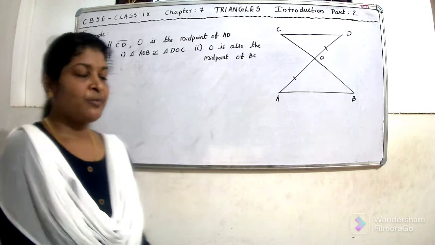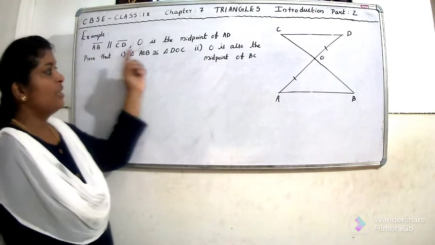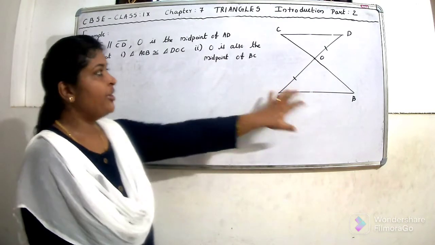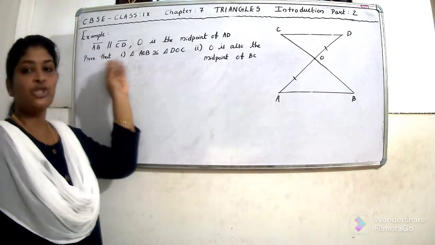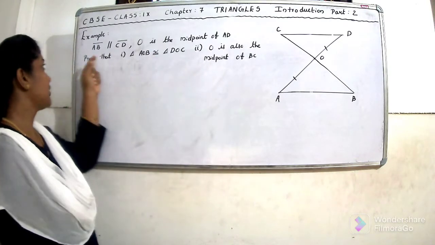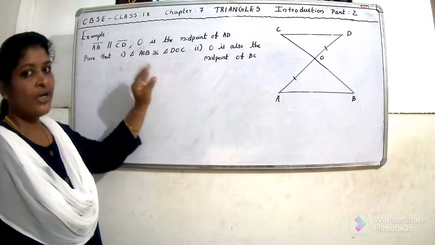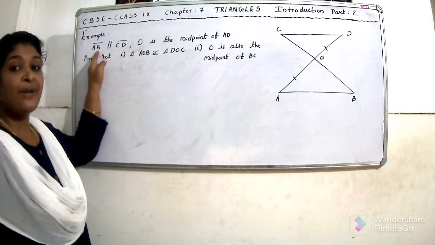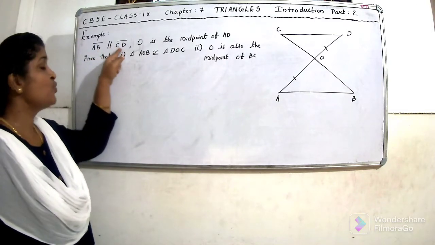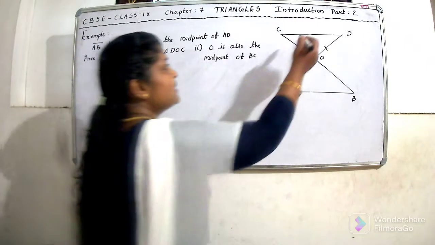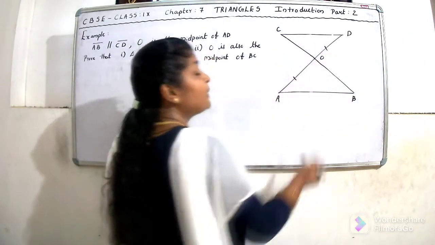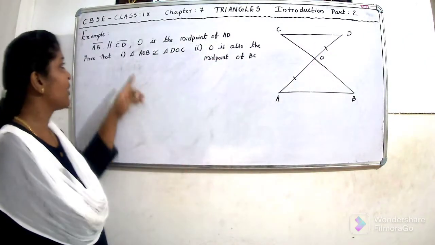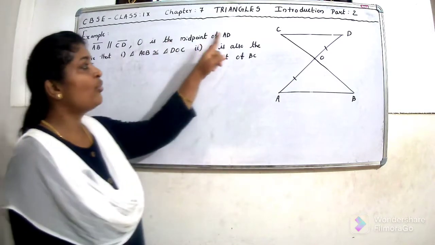Here is one example question. This is the figure provided, and I have written the question very briefly here. What all things are provided? Let us see. Line segment AB is parallel to line segment CD. That means these two lines are parallel. It is given that O is the midpoint of AD.